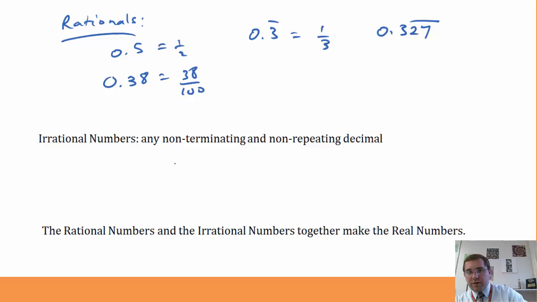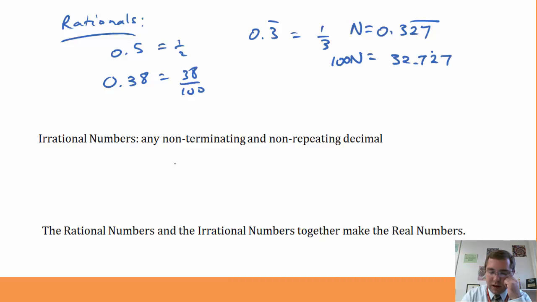And this method will work for all of them. If I take that as a number, and I'll call that number n, what happens if I take 100 times n? Well, I'm going to get 32.727, and the 27 is going to keep repeating. So I just took my number and I moved the decimal point 2 places to the right. What happens then if I subtract n from 100n?